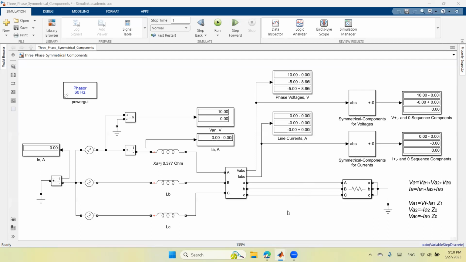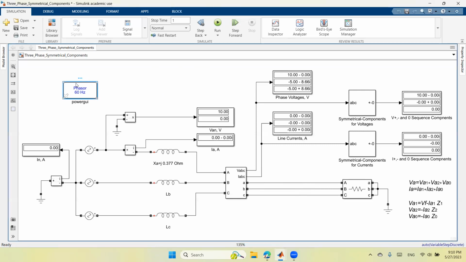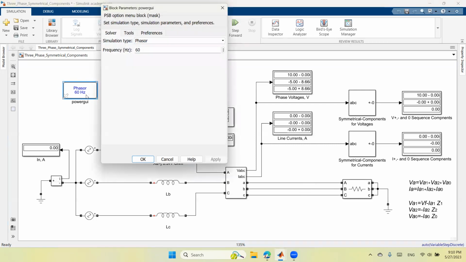So here the system, I already built it in Simulink. And I will go through all these elements in order to make sure that it's clear. First of all, you need to include Power GUI in your project, and it will be continuous by default. So what you need to do is to select phasor, and then you need to select the frequency of the power system.